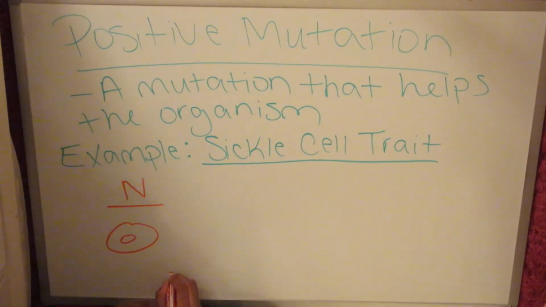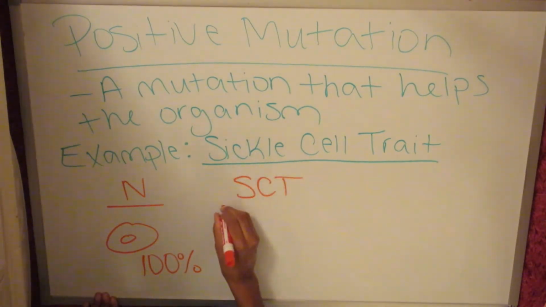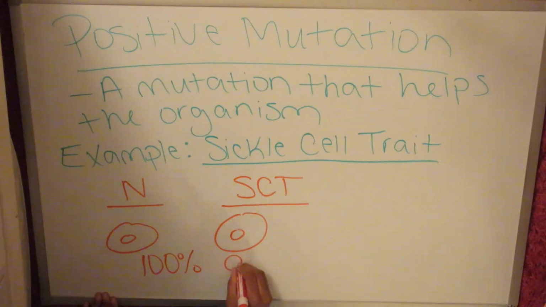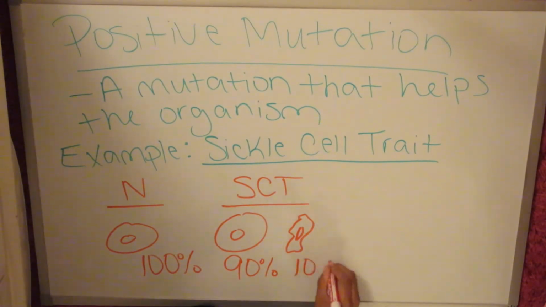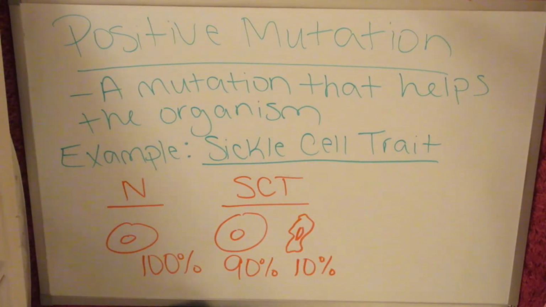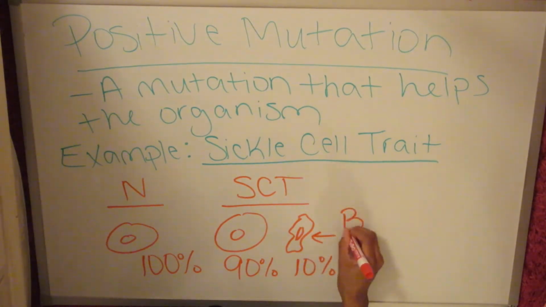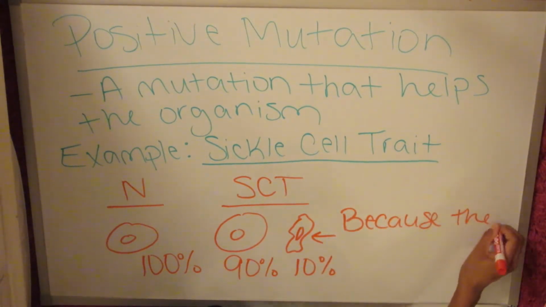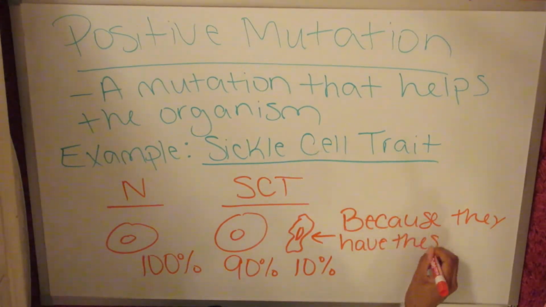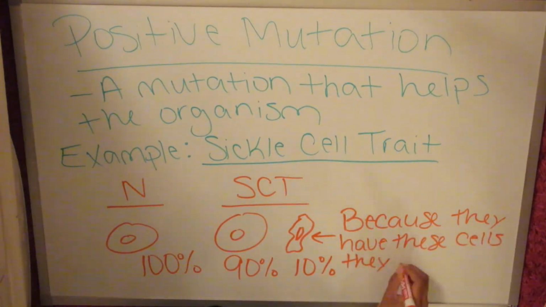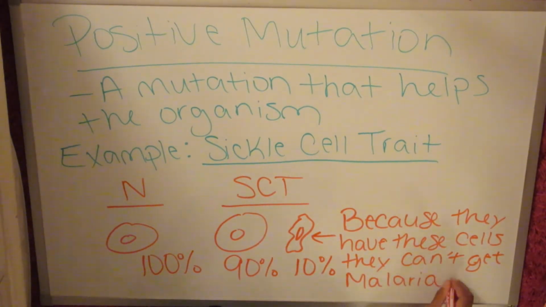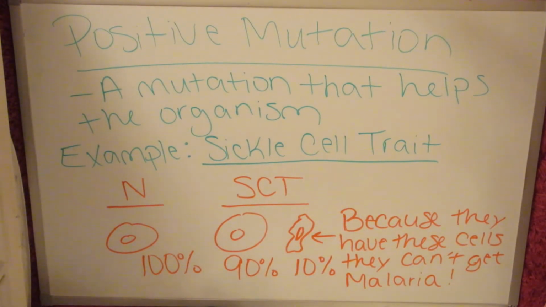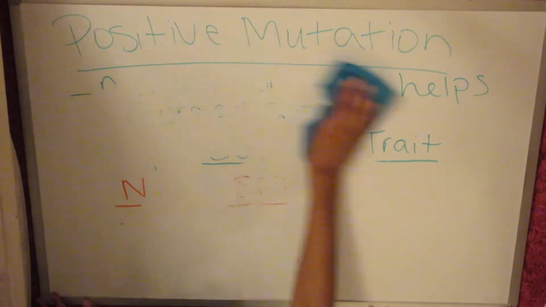So a normal red blood cell looks like this. It looks kind of like a red donut. That means 100% of your blood cells look like that. When you have sickle cell trait, about 90% of your blood cells look like that, and then you might have 10% or even 5% that look just a little bit wonky, and that means that those are sickled. Now when you have blood cells that look like that, when the mosquito bites you and it has the malaria, it can't actually get into your bloodstream very well when you have those wonky blood cells. So people who have sickle cell trait out in Africa actually cannot get malaria. So that's going to be a mutation that helps the organism.